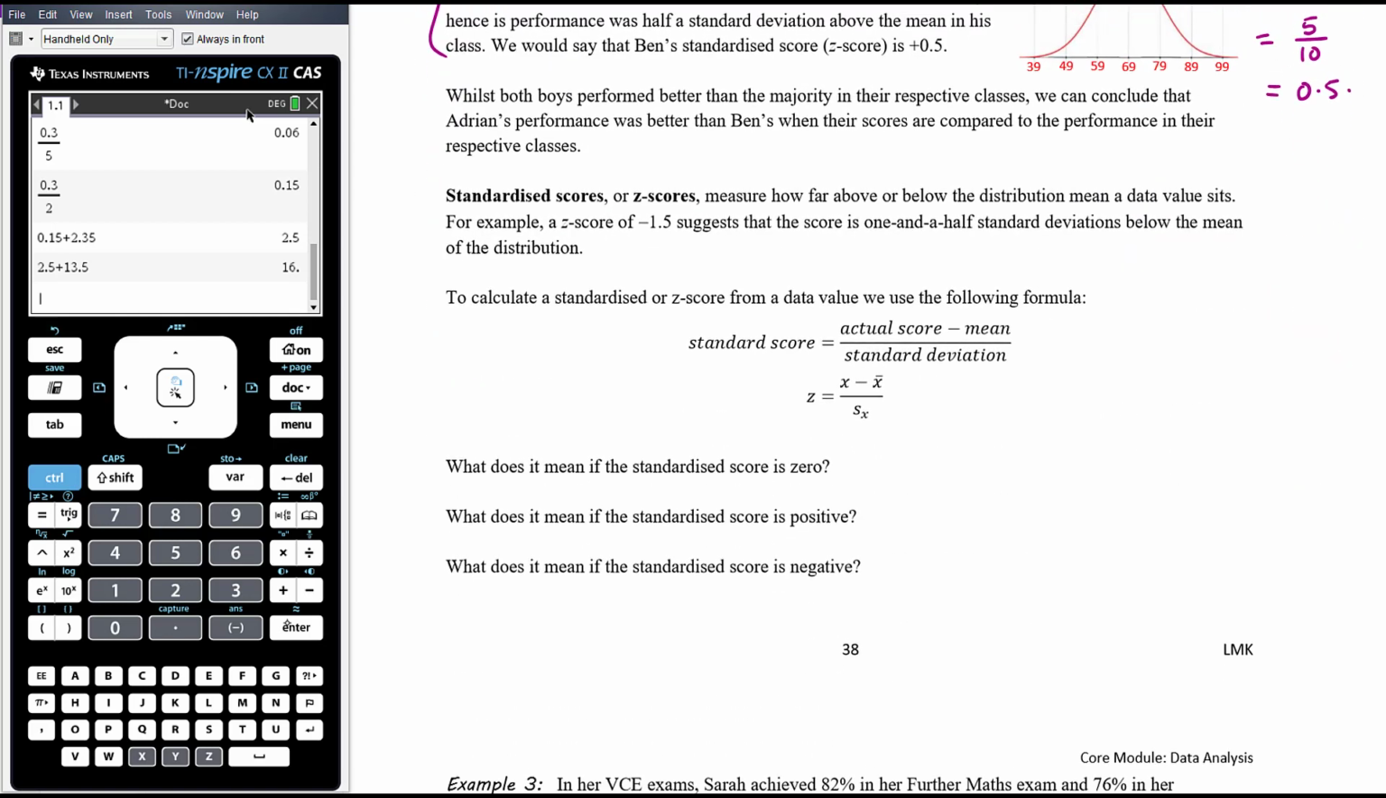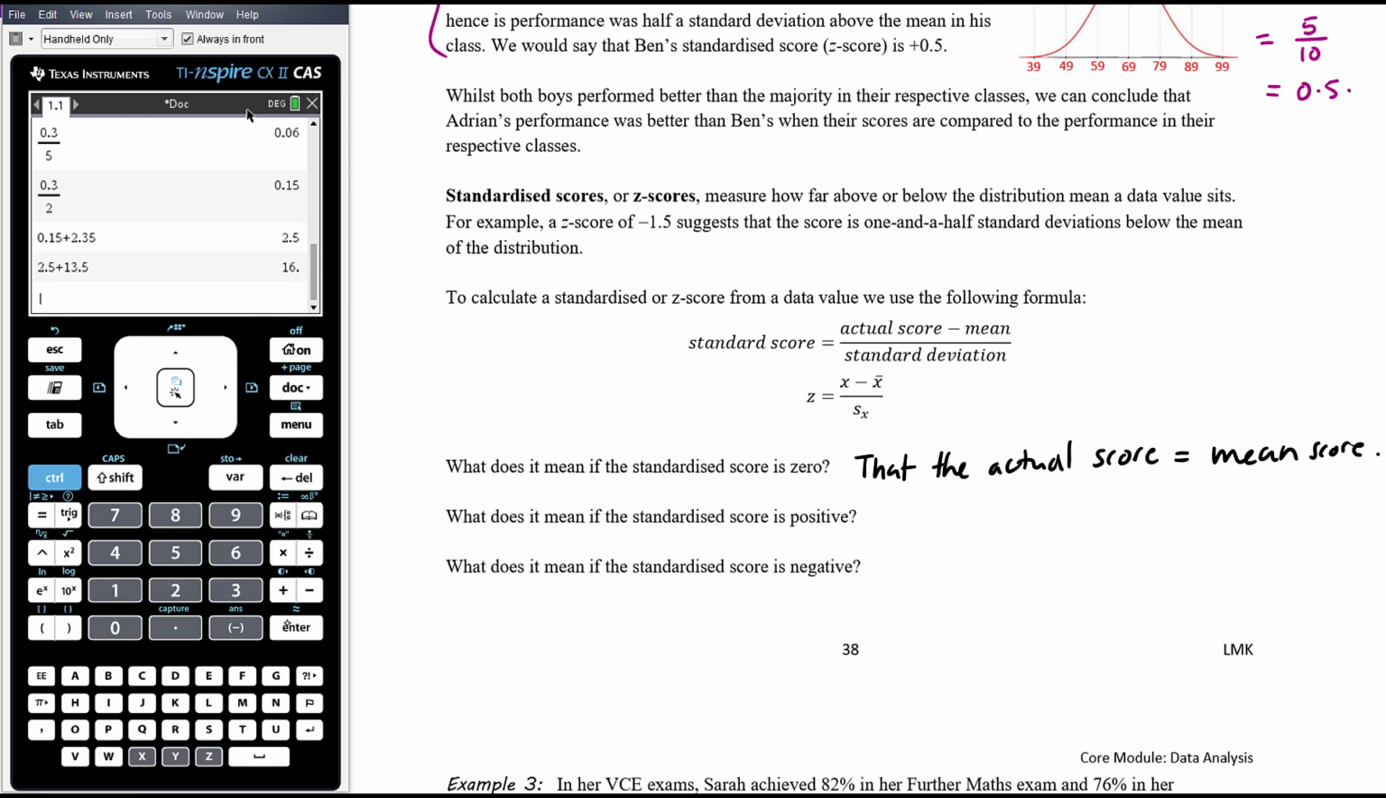So what would it mean if someone had a standardized score, or a z-score, of 0? Remembering that a standardized score tells us how far away from the mean their score is, if you've got a z-score of 0, your data value isn't at all far away from the mean. Therefore it must be the mean. What does it mean if the standardized score is 0? That the actual score equals the mean score.